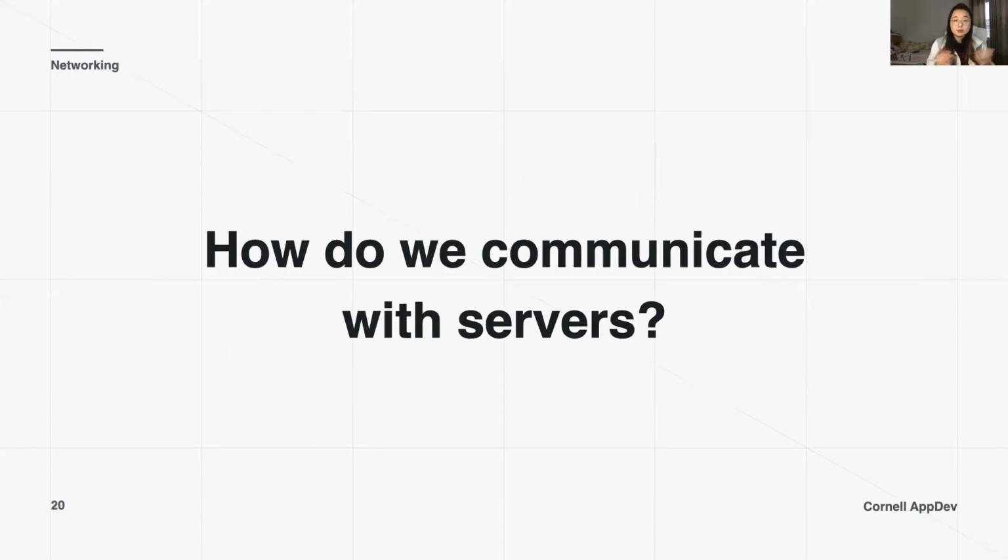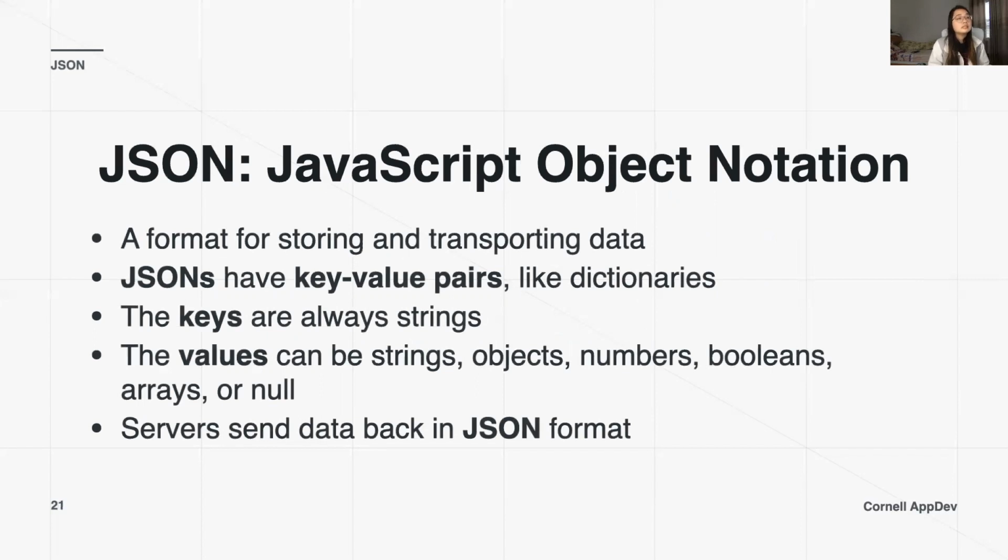So how do we actually communicate with servers? We know that we want to get something from the server and send something to the server. How do we actually do that? To understand how, we first have to understand what JSON is. JSON stands for JavaScript Object Notation, and it is just a format for storing and transporting data. When you break down JSONs, they're basically key value pairs that are very similar to dictionaries. The keys will always be strings, and the values can be a variety of things. They could be strings or numbers, they can even be objects or arrays. And if they have no value, they can even be null.